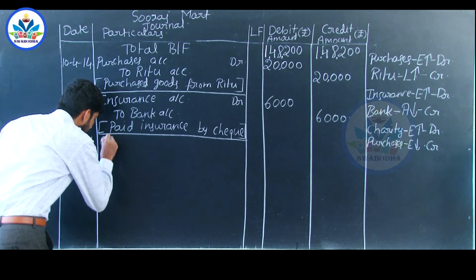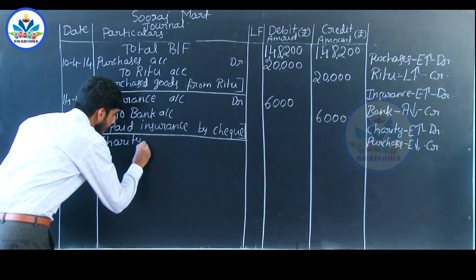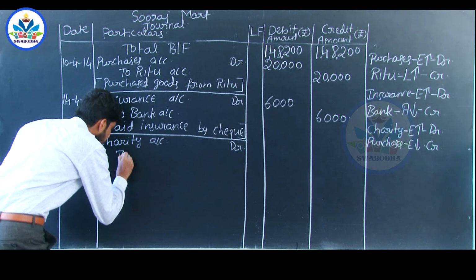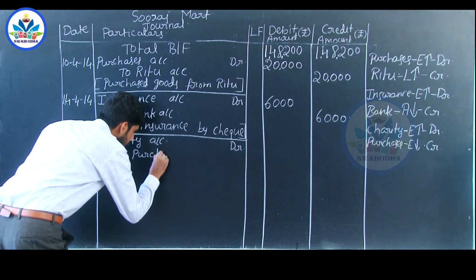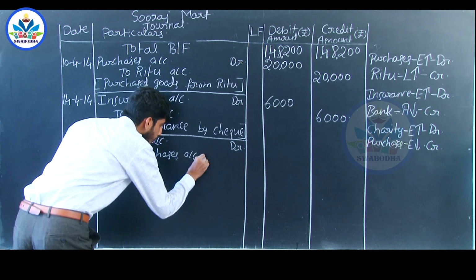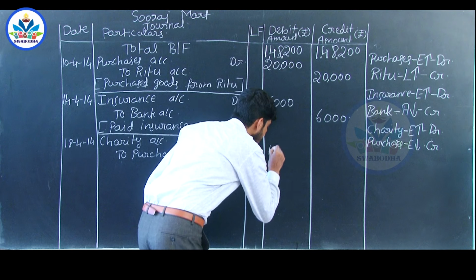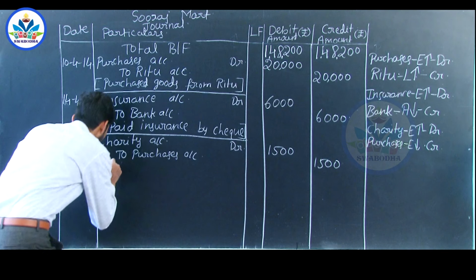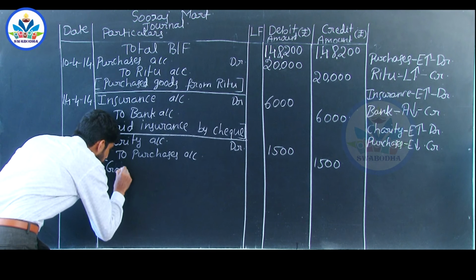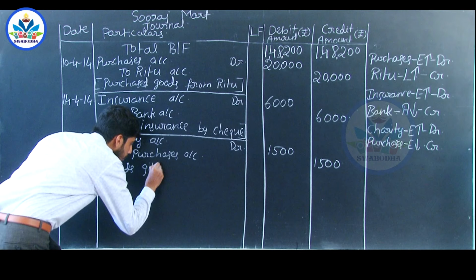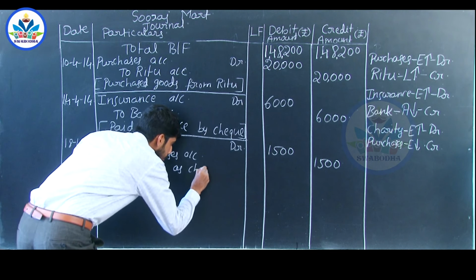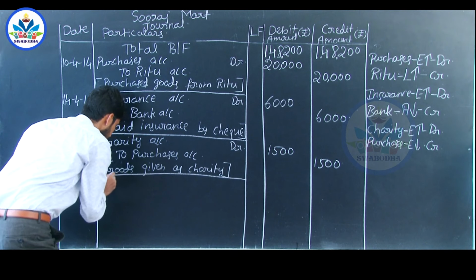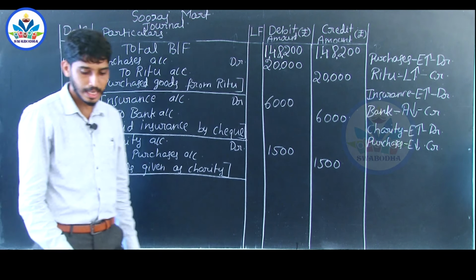18/4/2014, charity account debited to purchases account, 1,500. Narration: goods given as charity.